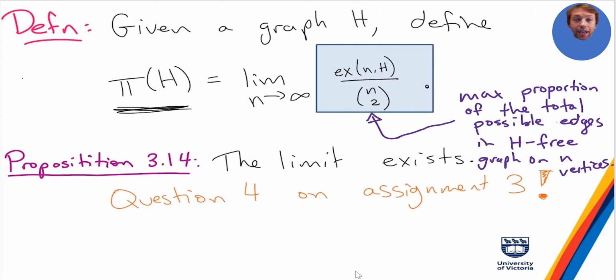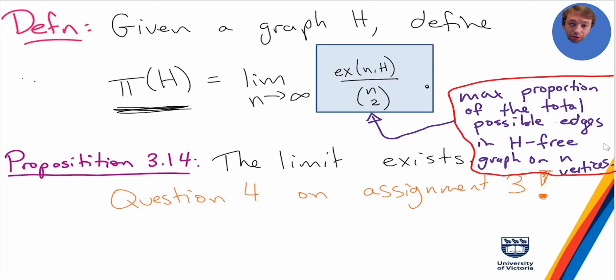Well, I can't compute it, but in theory this ratio exists, and then you can take the limit as n goes to infinity. A subtle thing is that you can only take the limit as long as it exists. Limits don't always exist. But it turns out in this problem the limit does exist, no matter what the graph H is, and so you can define pi of H. You're going to be asked to prove this in question 4 on assignment 3, which is already released.